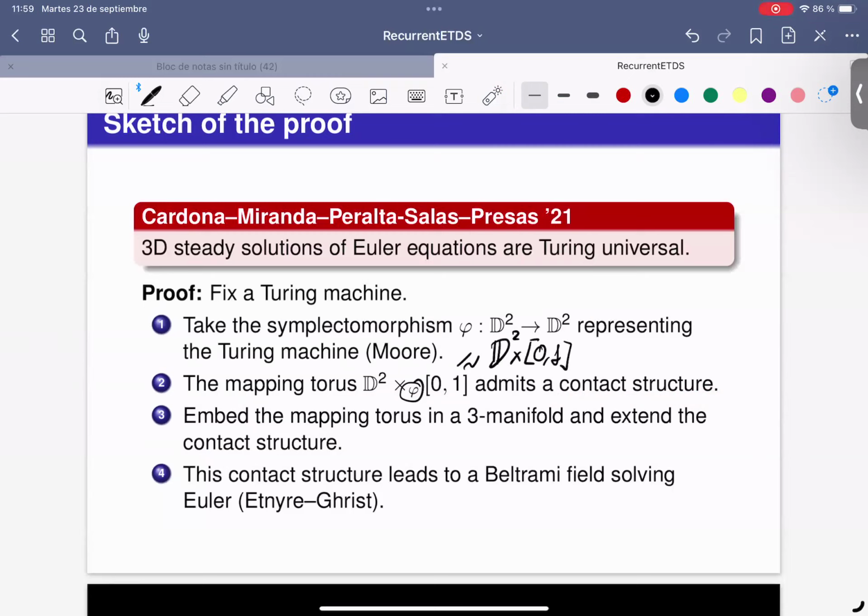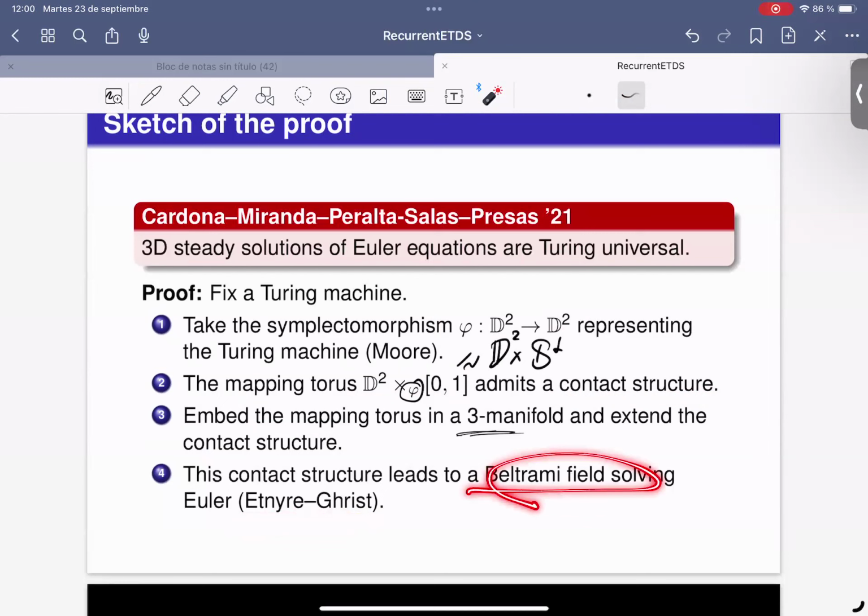So this is actually diffeomorphic to D2 times [0,1]. So it's a solid torus. Well, it's D2 times S1. Yeah, so it's a solid torus. And now you can embed this solid torus inside any three manifold, literally by using a certain closed path. And then you extend the contact structure. And by this contact mirror theorem by Etnyre and Ghrist, you get a Beltrami field.